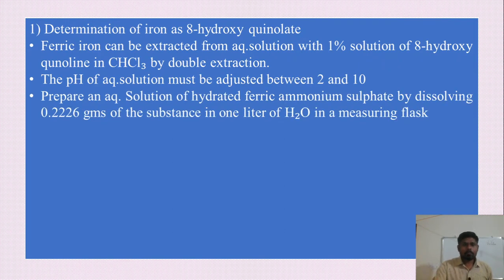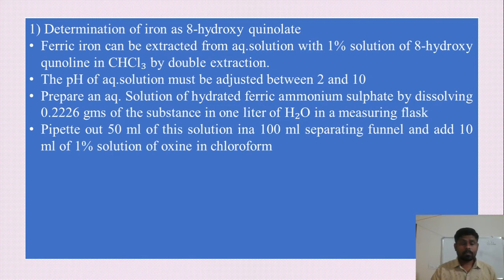That is the process. Prepare an aqueous solution of hydrated ferric ammonium sulfate, FAS, by dissolving 0.2226 gram of the substance in 1 liter of water in a measuring flask. That is the first point. The hydrated FAS is dissolved, the amount is given to you, 0.22 gram of the substance dissolved in 1 liter of water in a measuring flask. That is step 1. When you prepare the 1 liter solution of FAS in the flask, that is your stock solution.